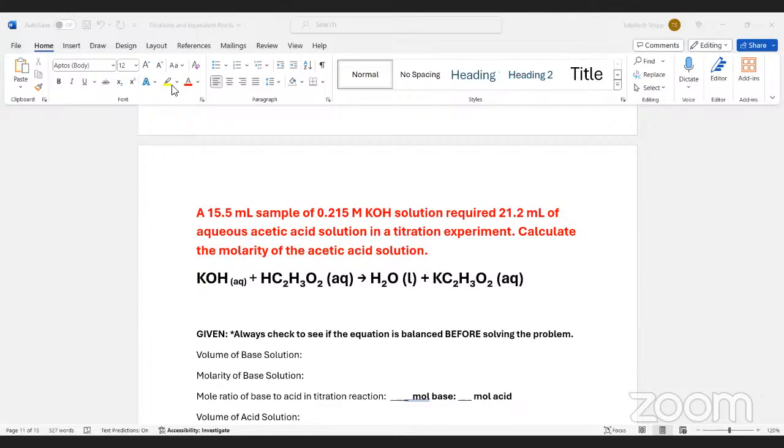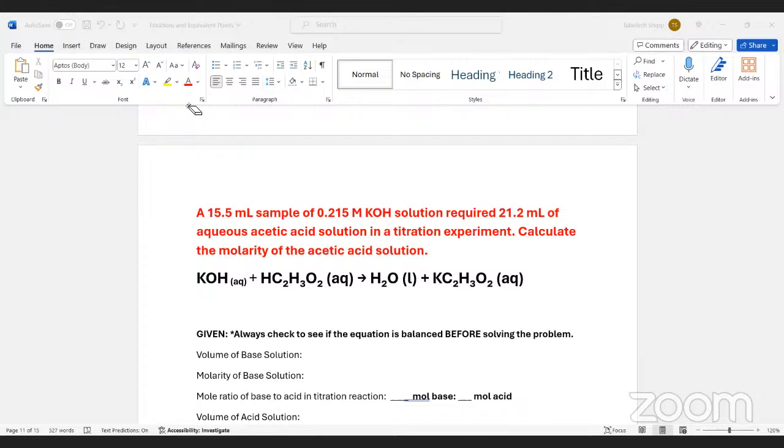In a problem like this, it says a 15.5 milliliter sample of 0.215 molarity of KOH solution required 21.2 milliliters of aqueous acetic acid solution in a titration experiment. Calculate the molarity of the acetic acid solution.